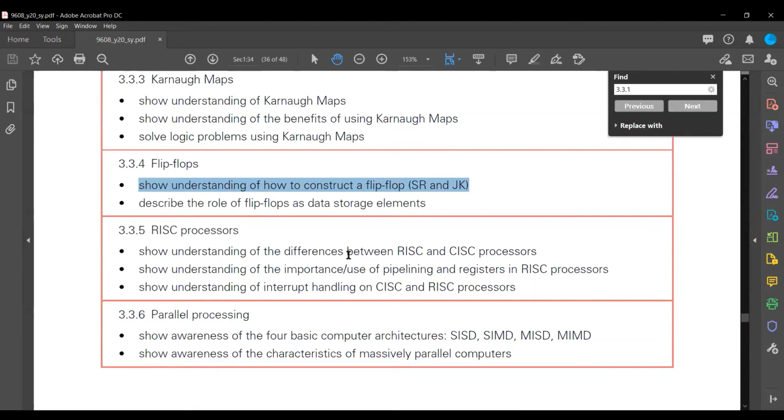RISC processors is actually a term which is being used, reduced instruction set computer. All right, reduced instruction set computer, RISC processors.